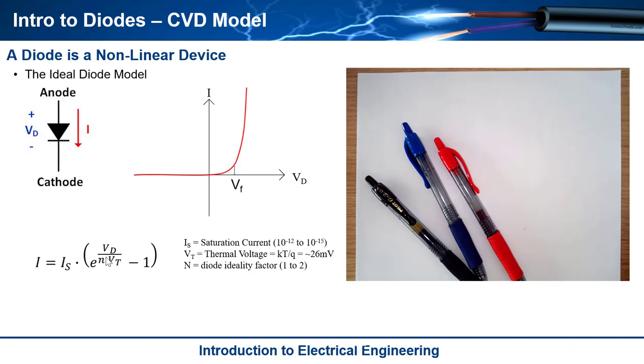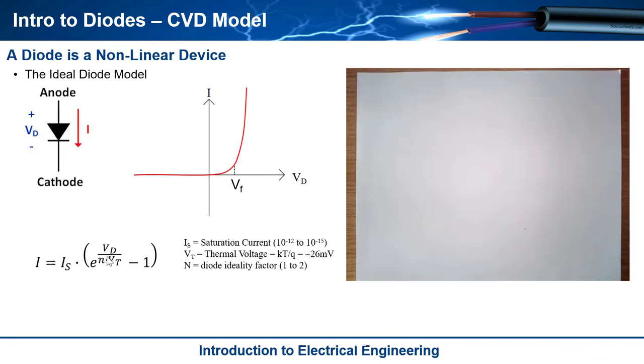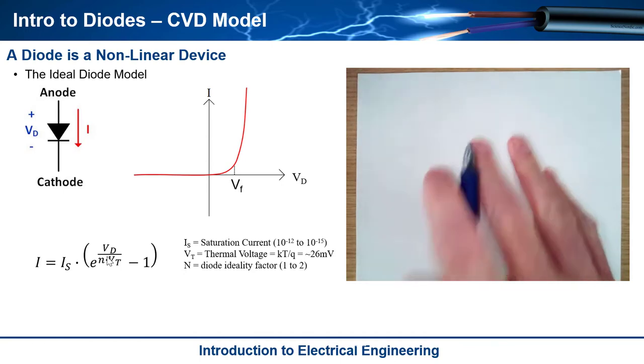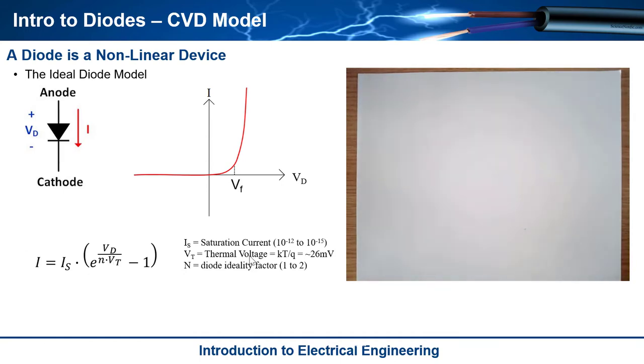And the equation for a diode is this, right? I is equal to IS, which is called the saturation current, and that's a property of the semiconductor material. It's multiplied by an exponential, e to the voltage across the diode over N times VT, where N is the diode ideality factor, so it's either perfect or not so perfect. And VT is the thermal voltage, which is Boltzmann's constant times the temperature in Kelvin over the charge of an electron, and that's usually about 26 millivolts.